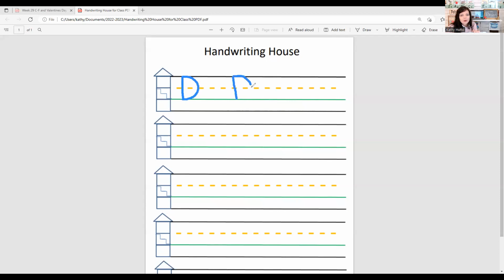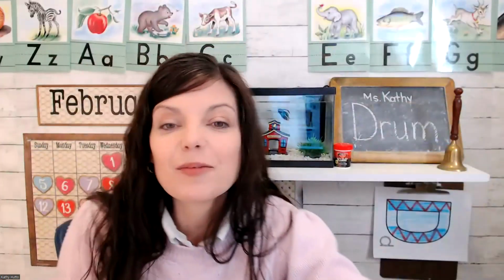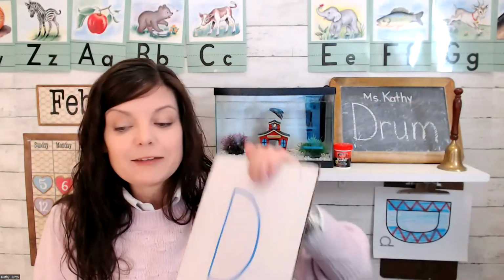Start at the top and make one big bubble all the way down to the bottom. One big bubble. Upstairs and downstairs if you're using handwriting paper. Okay, I want to check and cheer for you. And remember, you can just skywrite if you don't have any paper. Good job.